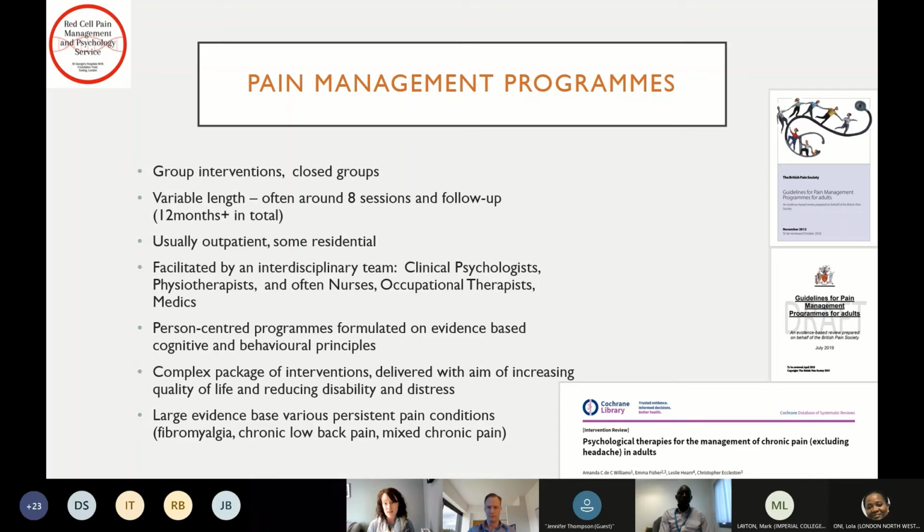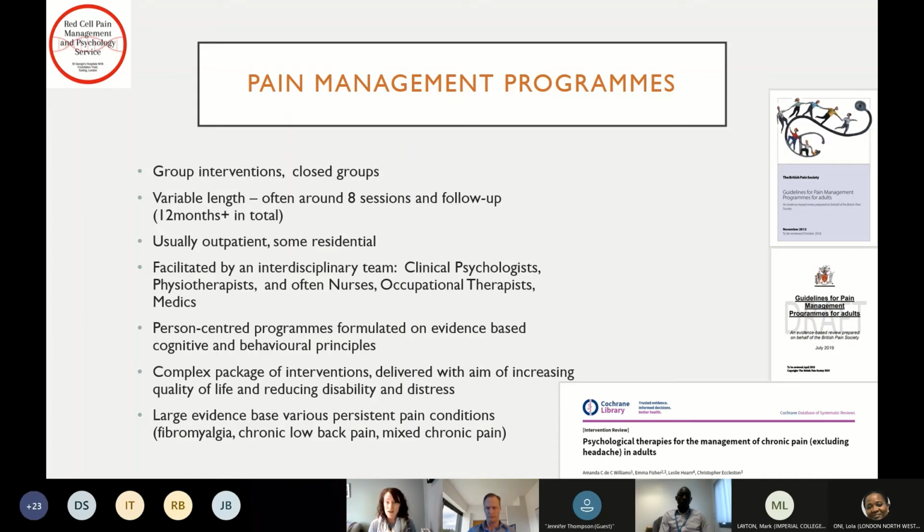And the aim is that pain management programmes increase quality of life, reduce disability and reduce distress. Many programmes report change in pain experience, but this isn't identified as our core aim because we can't always guarantee that, as well as we can work towards improvement in quality of life and function.